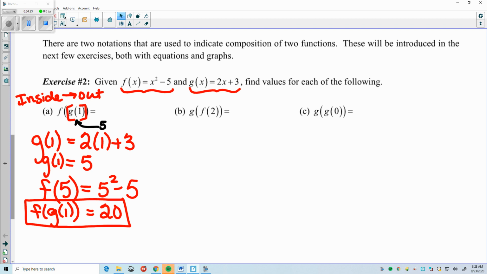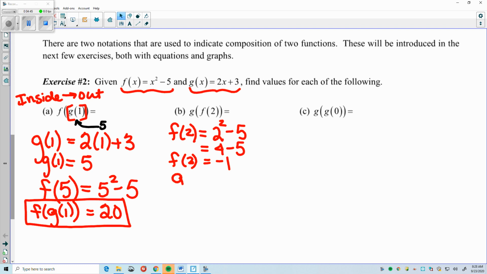First thing that we're going to do here is evaluate the f function at 2. So I go to the f function, anywhere I see an x, I make it a 2. And we're going to simplify. So 2 squared, I get 4, and 4 minus 5, we get a negative 1. So to begin, we know the f function at 2 is a negative 1.